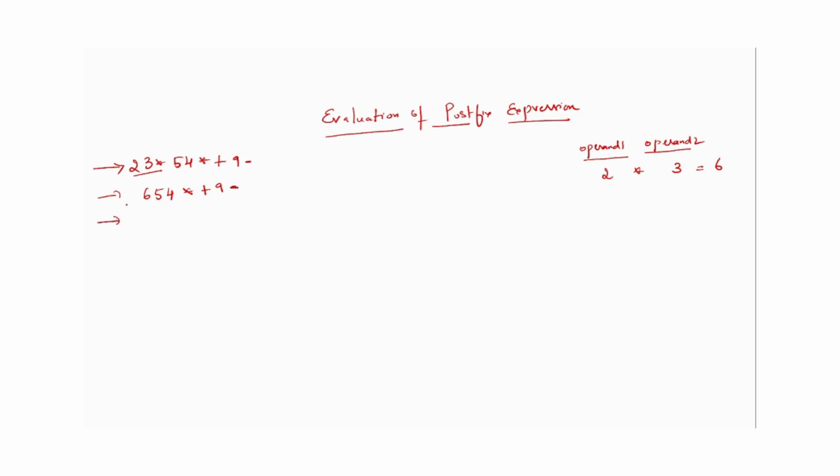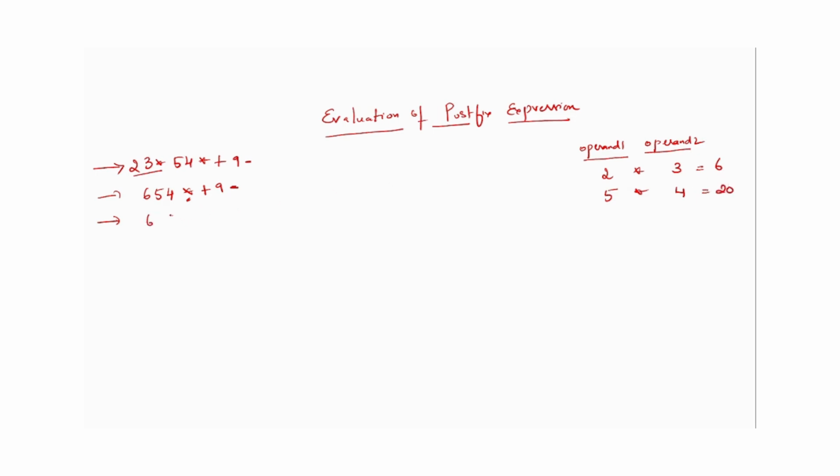Again I will scan from left to right until I encounter an operator, right? 6 5 4 star, I stop here, right? Now 4 becomes operand 2 and 5 becomes operand 1, correct? And what is the operator? That is nothing but star. So I'll write star here, that's nothing but 20, right?